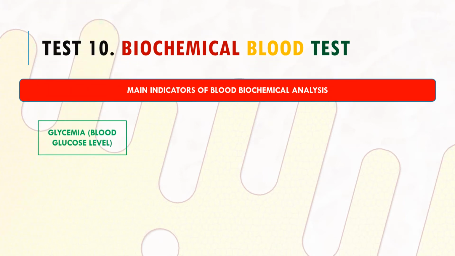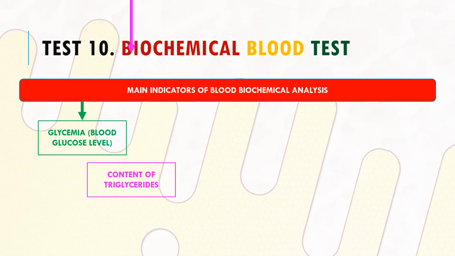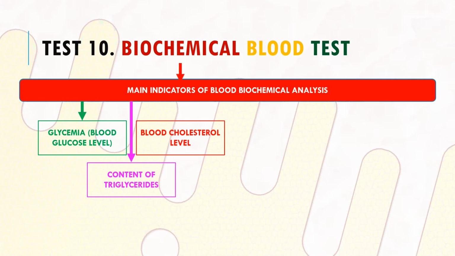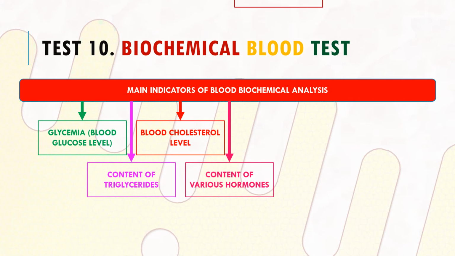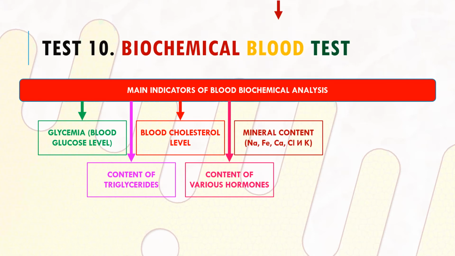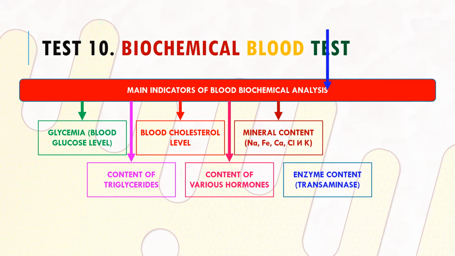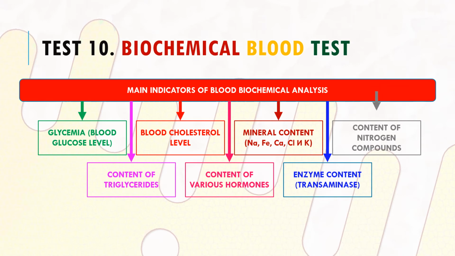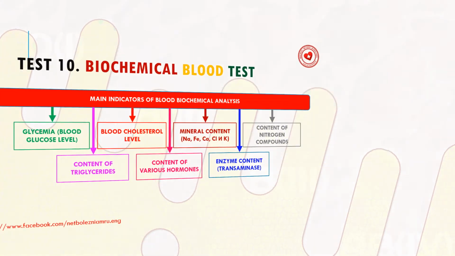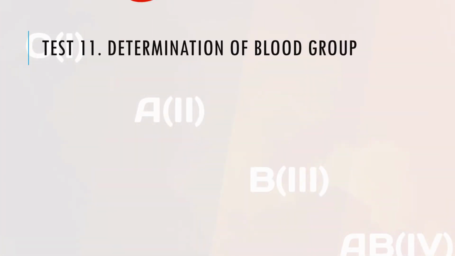Test 10. Biochemical blood test. A biochemical blood test is one of the most important studies carried out on blood. The following indicators can be determined: glycemia, blood glucose level, triglyceride content, blood cholesterol level, the content of various hormones, content of minerals: sodium, iron, calcium, chlorine and potassium, the content of enzyme transaminases, the content of protein and nitrogen compounds, uric acid, bilirubin, creatinine, fibrinogen, albumin and globulins.